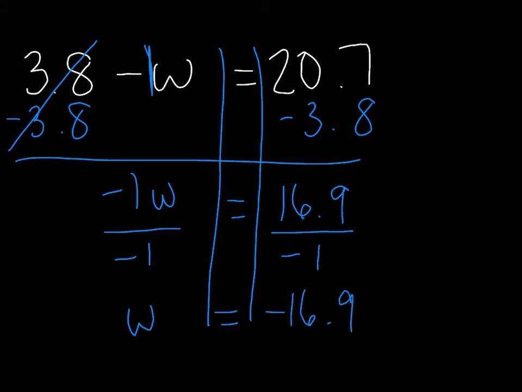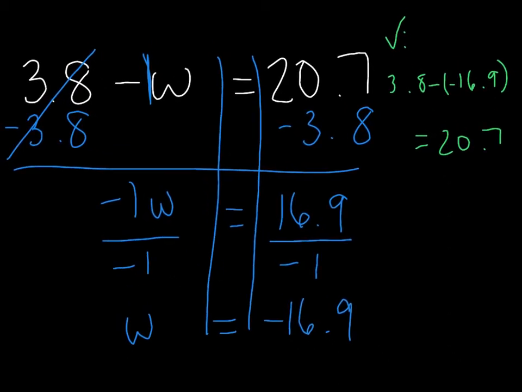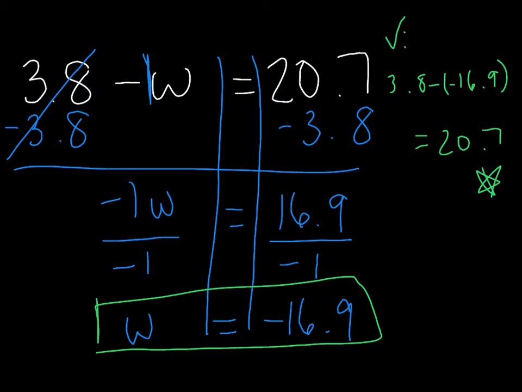Let's go ahead and check our answer. I'm going to squeeze my check in over here. 3.8 minus, my solution was negative 16.9. And I want to see if that equals 20.7. I'm going to go ahead and use my calculator. And yep, I get 20.7. So my solution is w equals negative 16.9. Hopefully you have a better handle on those.